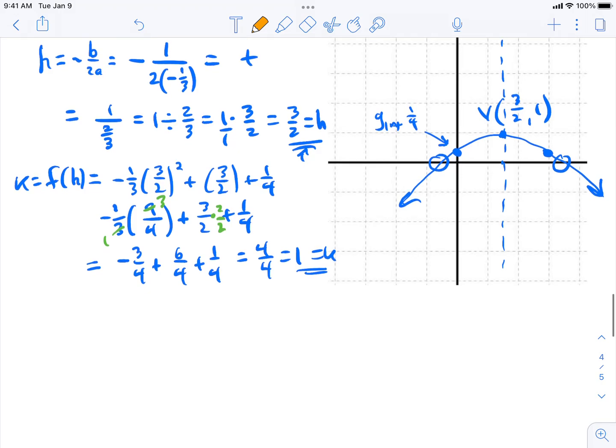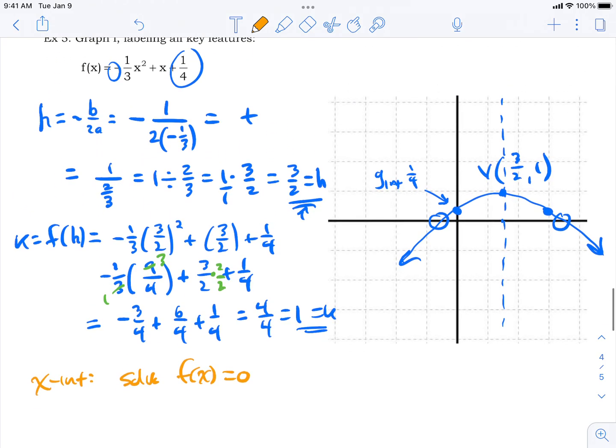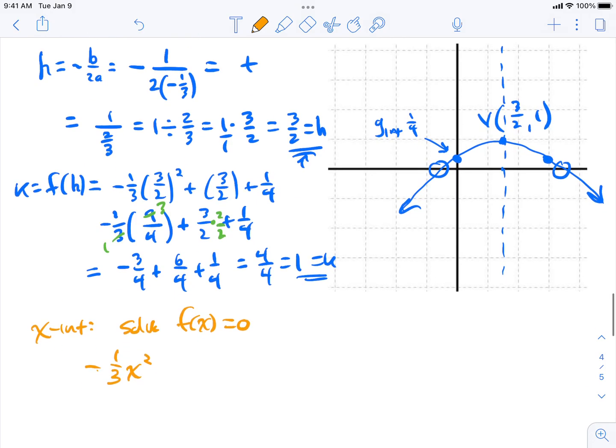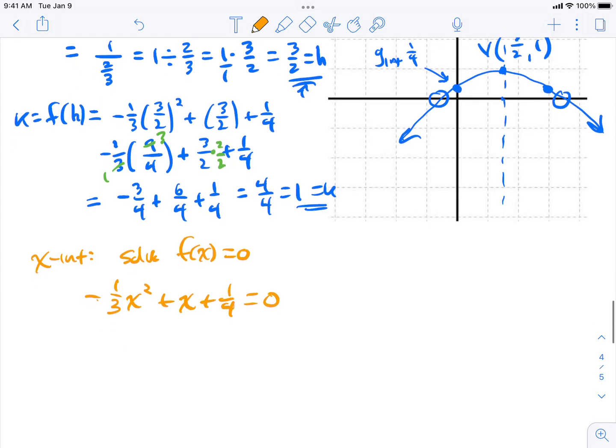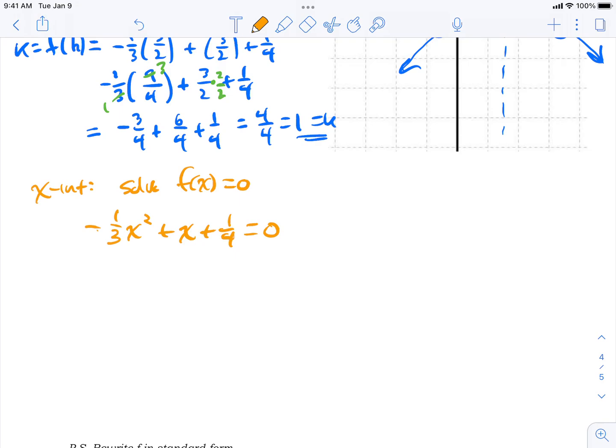So to find the x-intercepts, you have to solve the function equaling 0. Where does the function equal 0? This is where the function equals 0, right, along that axis? Well, what values of x? So you take the function in all its glory, negative 1/3 x squared plus x plus 1/4, and you set that equal to 0. I don't think we're going to be factoring that, or at least I'm not in the mood to even try. So you must be thinking quadratic formula, right?